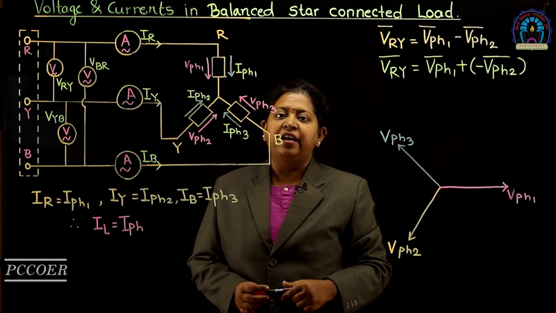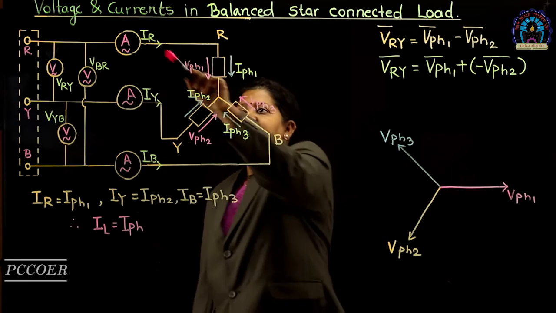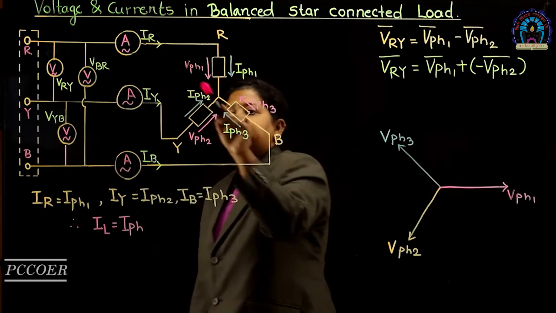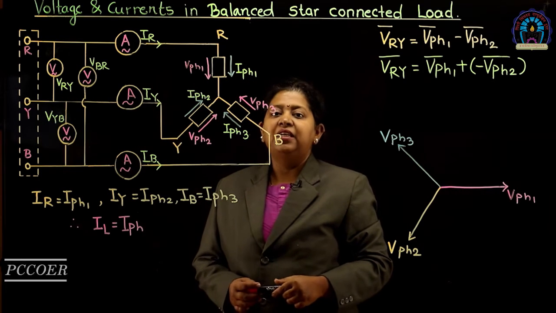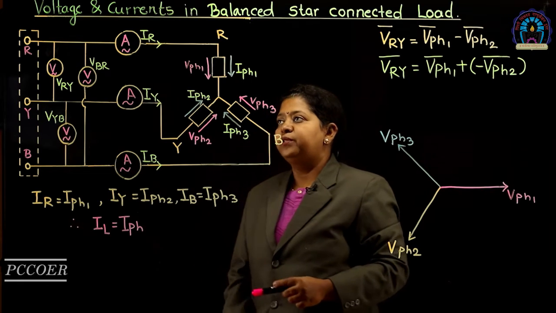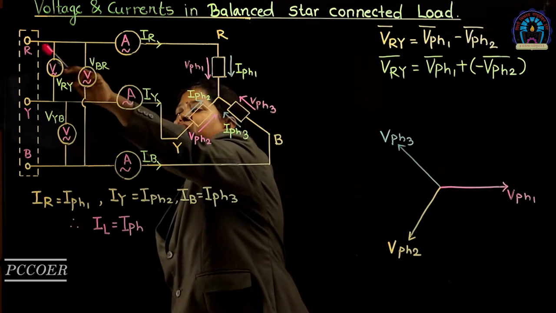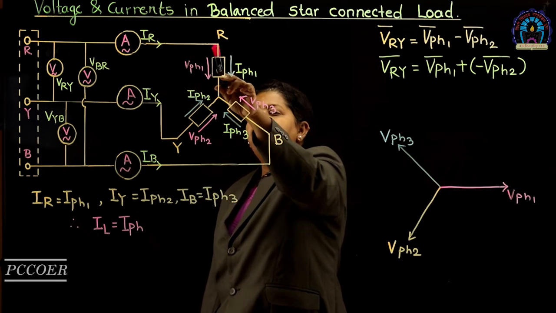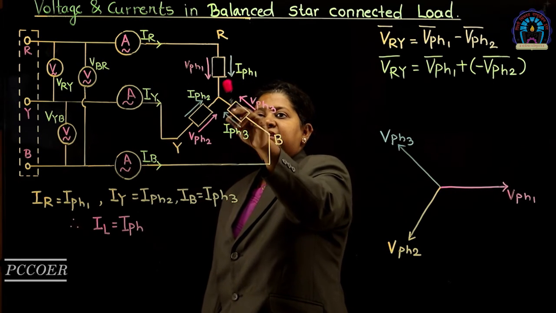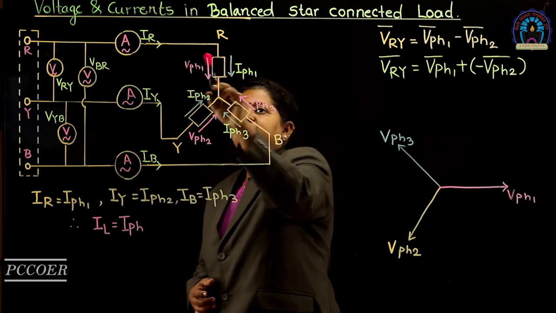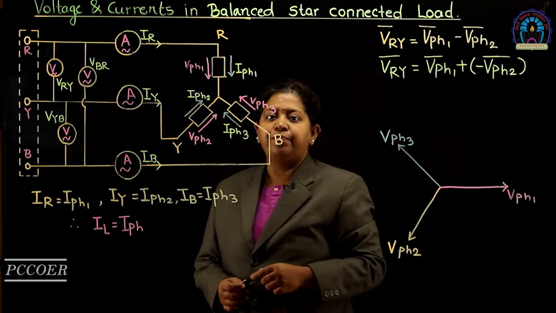Here we have to derive the relation between line current and phase current, and also between line voltage and phase voltage. Let us discuss the relation between currents first. If we observe the current which is starting from the R terminal of the supply, that is line current IL, it is coming to the load terminal and entering the first phase of the load. So, the line current IR is the same as the phase current IPH1.